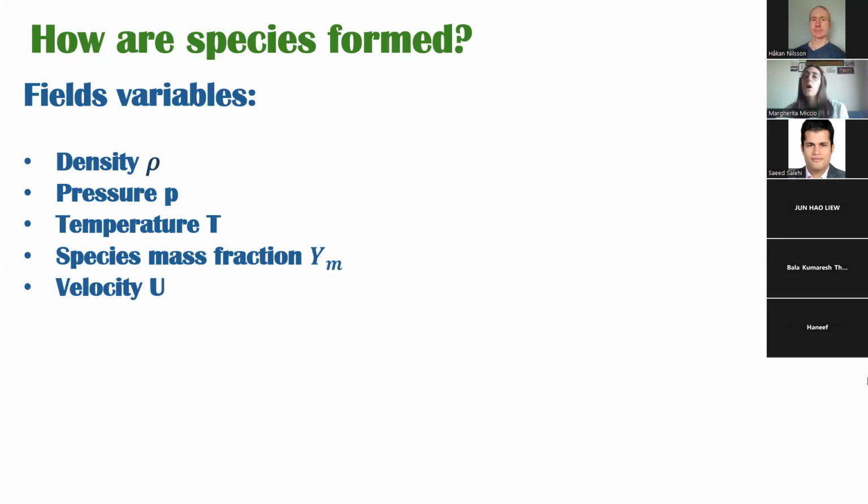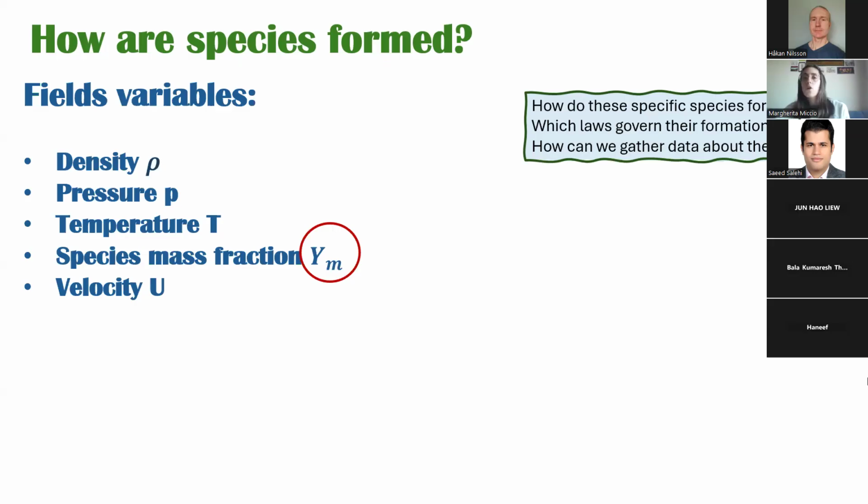We also want to know how they are formed, which laws govern their formation. For example, to understand how the pollutants in combustion are formed, in order to maybe manage to limit this production. And once we understand the law, we also need to gather the data about it.